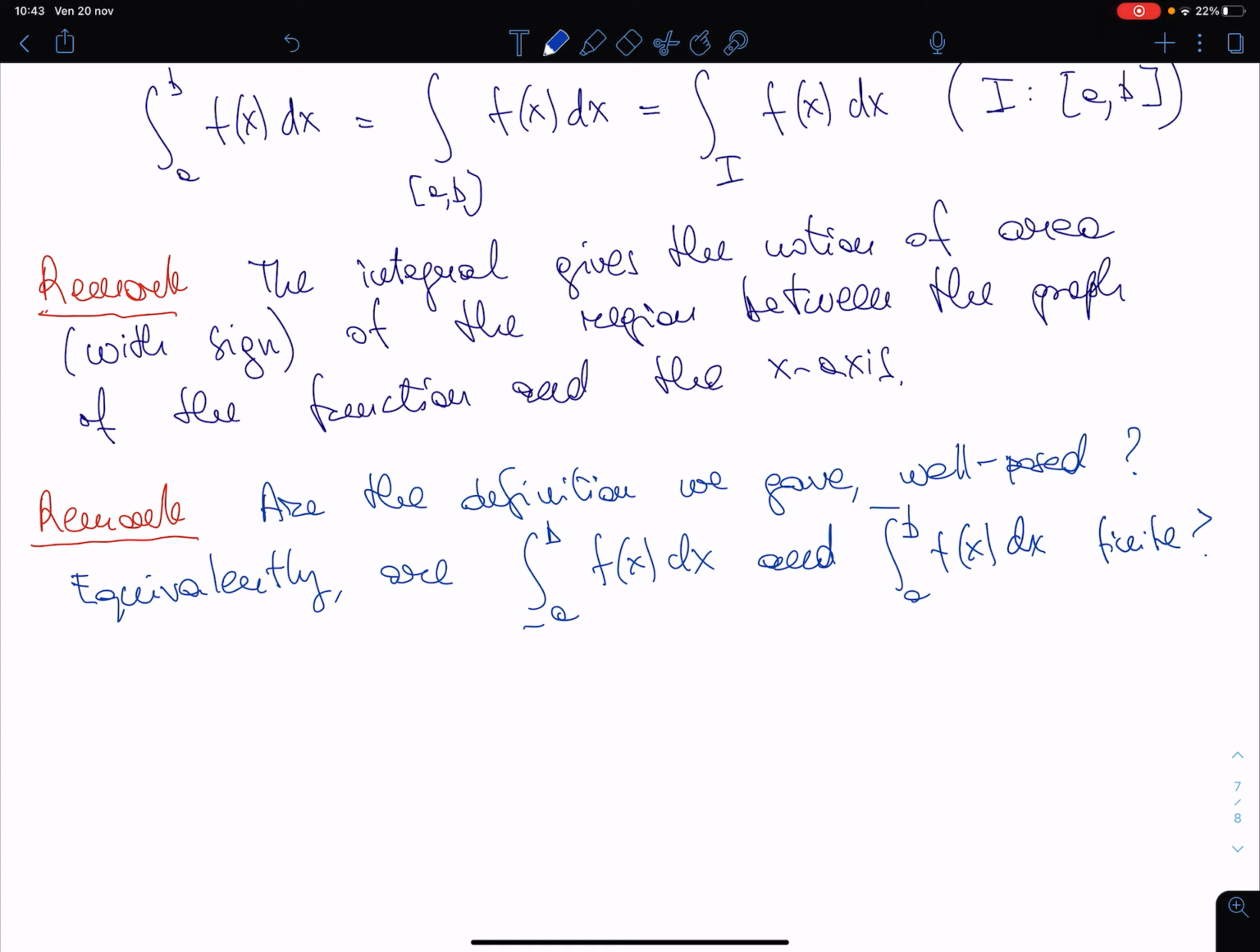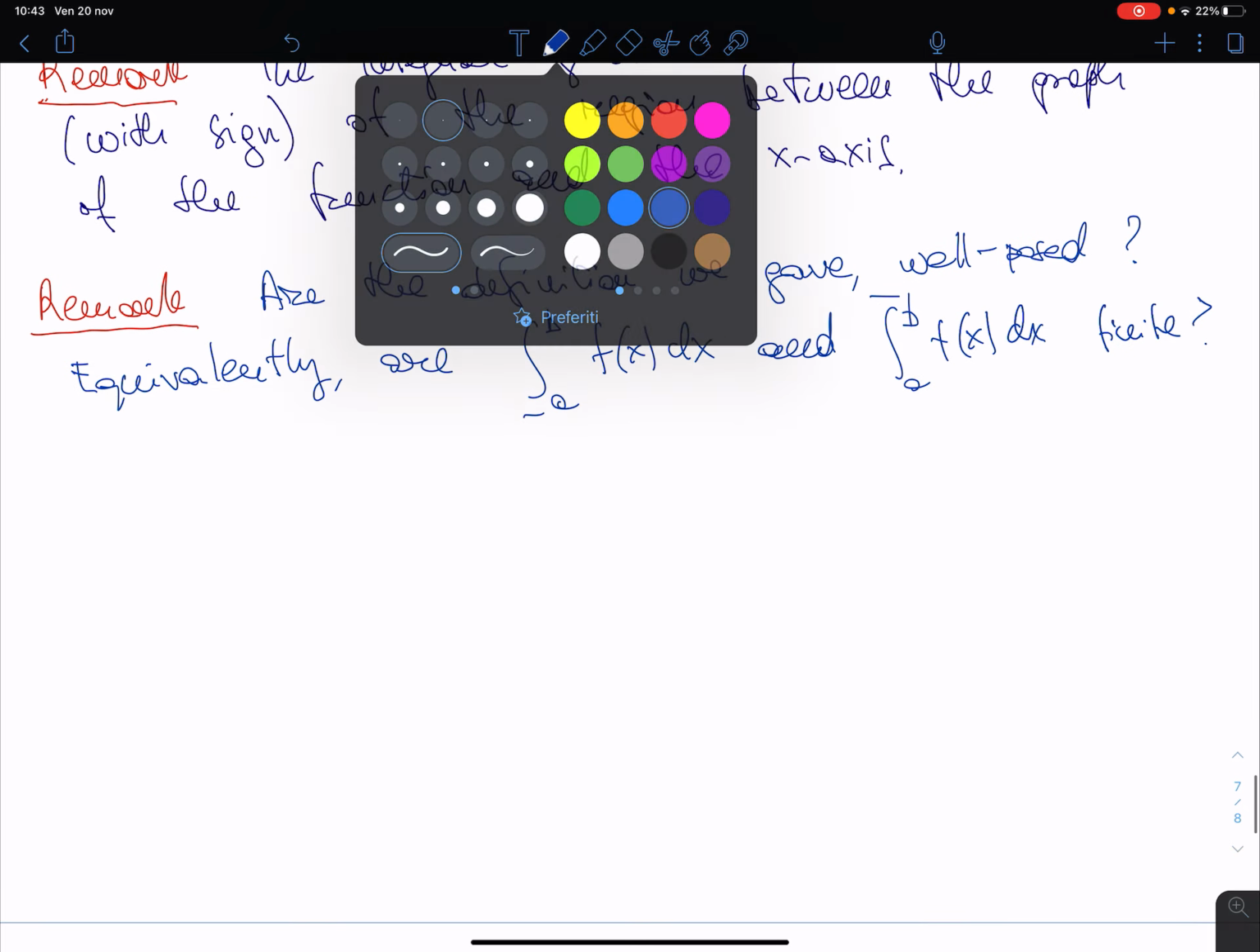So, in order to show this, I give you a notion. This is quite a simple thing, and it is true that everything is well defined. But I need a notion later that helps us in understanding this point very well. Okay, so the notion is the notion of refinement of the partition.